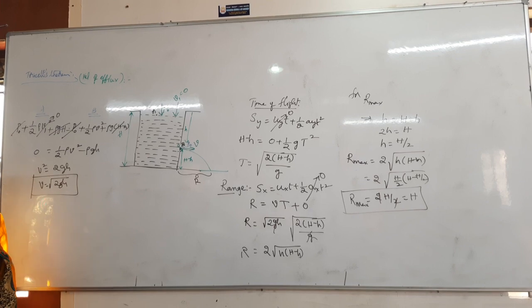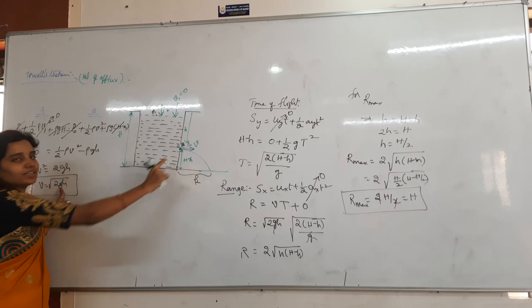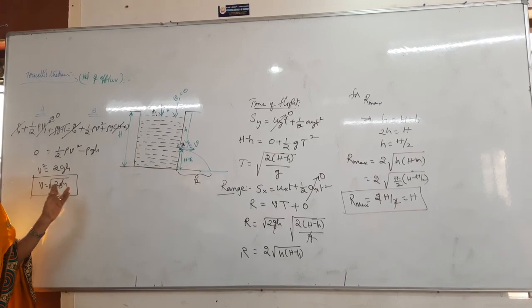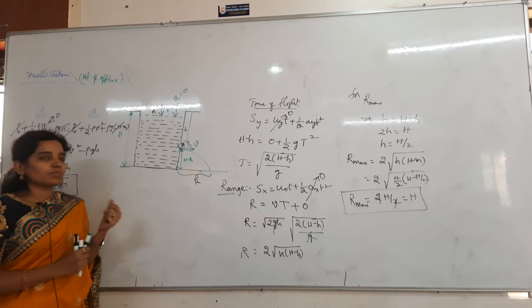Here h indicates the depth of the hole, that you have to remember. Most of the people will get confused and directly substitute the height of the tank here. You have to remember that h is the depth of the hole from the top of the tank. That is about the velocity.